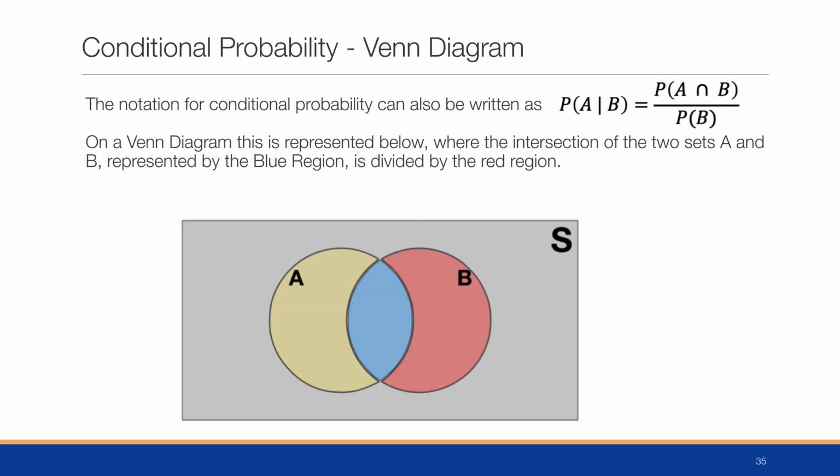The notation for this is again probability of A given B, which is the probability of A intersect B divided by the probability of B. On the Venn diagram, this is represented below, where the intersection of the two sets, A and B, is represented by the blue region, and it's divided by the red region itself.